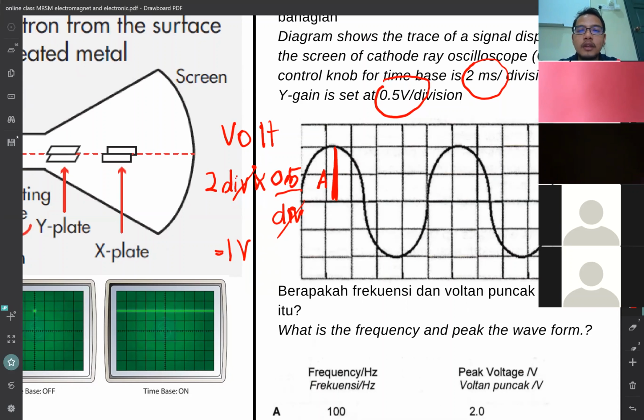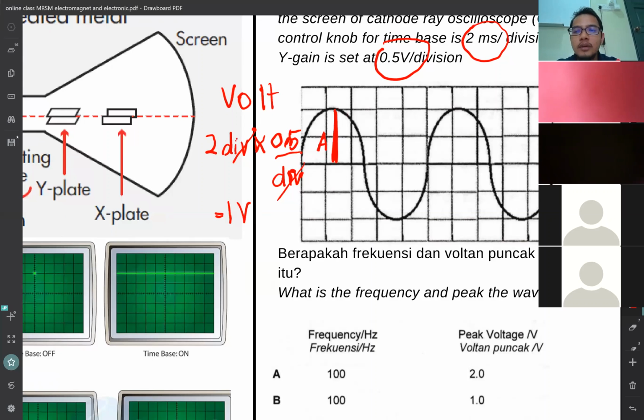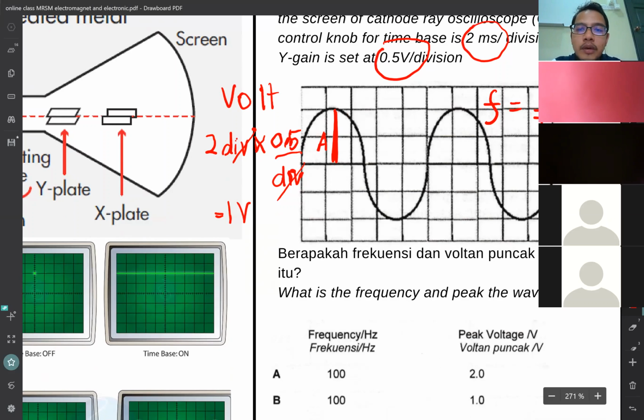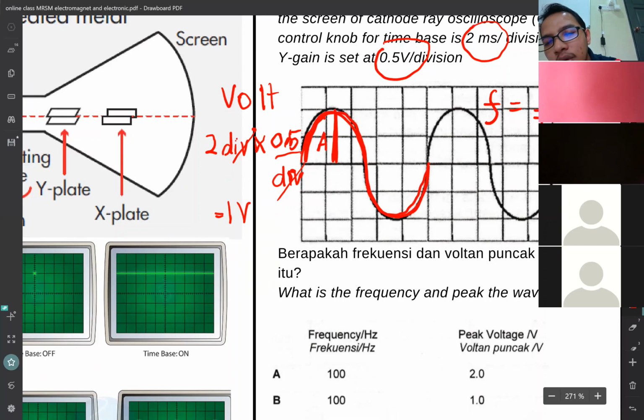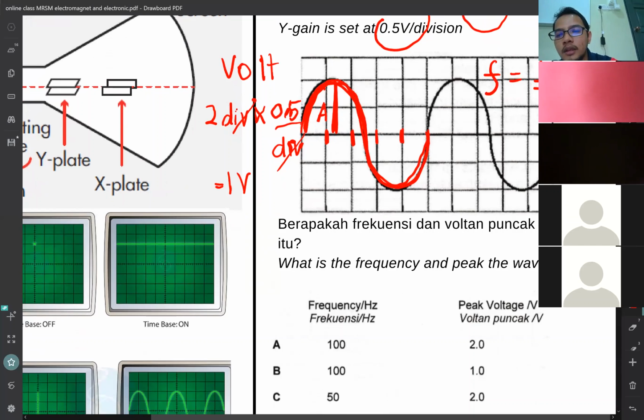And then frequency. How to find frequency? To find the frequency, you need to know the period, because the formula is f equals 1 over period. So what is period? Period is the time for one complete oscillation. One complete oscillation is here, and for one complete oscillation it takes 1, 2, 3, 4, and 5 boxes.